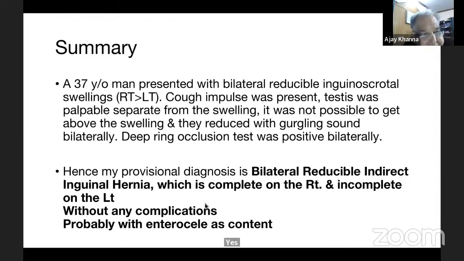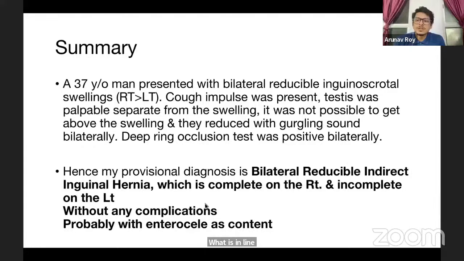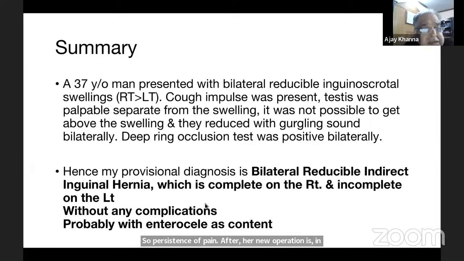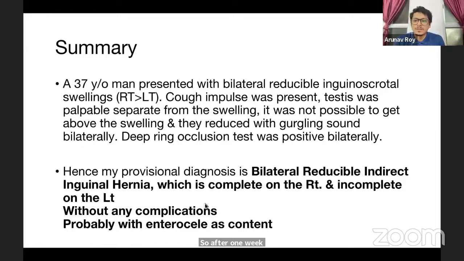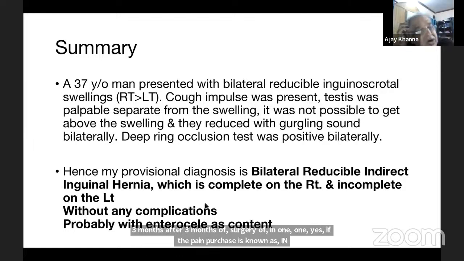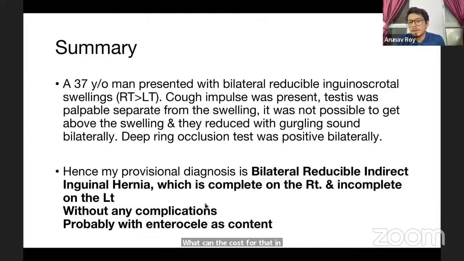What is chronic postoperative inguinal pain? Persistence of pain after a hernia operation, sir. After 1 week of surgery? After 3 months, sir. After 3 months of surgery for inguinal hernia, if the pain persists, it is known as chronic inguinal pain. What can be the cause for that? The cause could be either nociceptive or neuropathic, sir. It can be due to the physical characteristics of the mesh, or it might be due to damage to the nerve, sir.